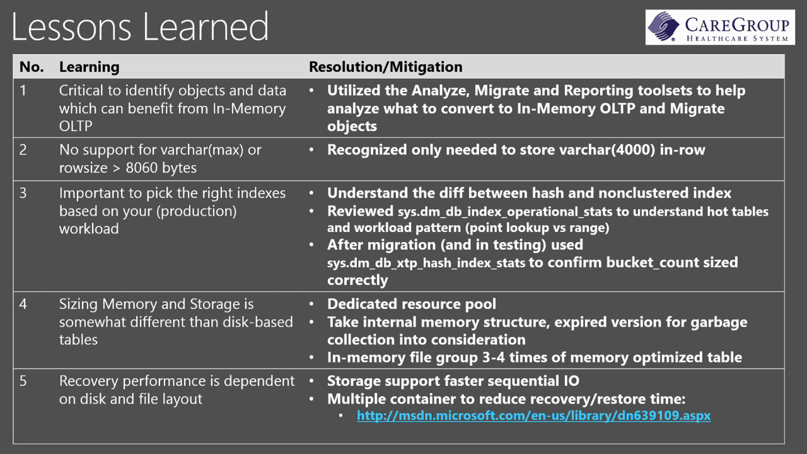And then ultimately on disk, our allocations are different, right? We're no longer allocating based on pages. We have this streaming I/O and these data and delta files for memory optimized tables. And the recommendation there is to basically allocate about 3 to 4x what you see in memory on disk for the size if you have schema and data tables.